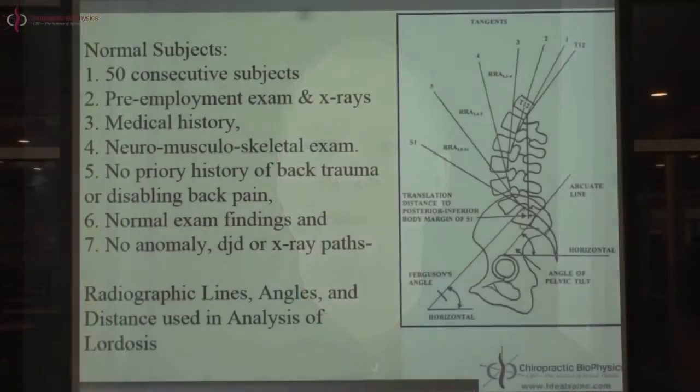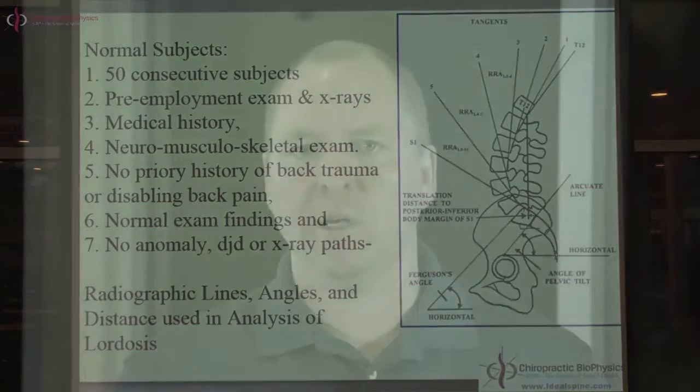So we have 50 consecutive subjects that fit the inclusion criteria. What's the inclusion criteria? Well, you have to have no medical history of back pain that requires limitations of daily activities and prevents you from doing work, so you're on work disability. Number 2, normal neuromusculoskeletal examination. So no pain on palpation, no point tenderness, right? Normal range of motion, not limited range of motion.